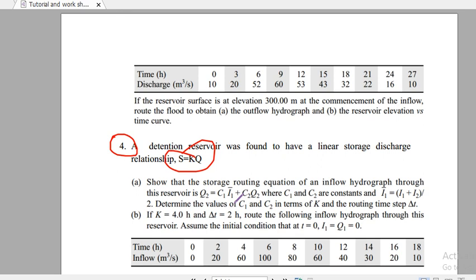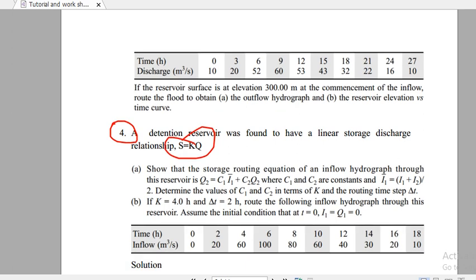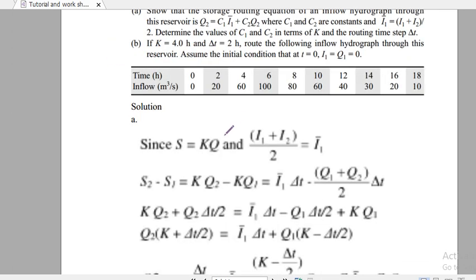Then C2 Q2, where C1 and C2 are constants and I average is equal to I1 plus I2 over 2. Then determine the values of C1 and C2 in terms of K and routing time interval change in T. Then go to the solution. Since S is equal to KQ and I1 plus I2 over 2 is equal to I average, it is already given.